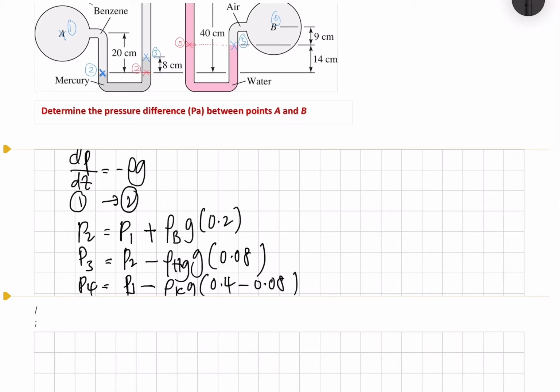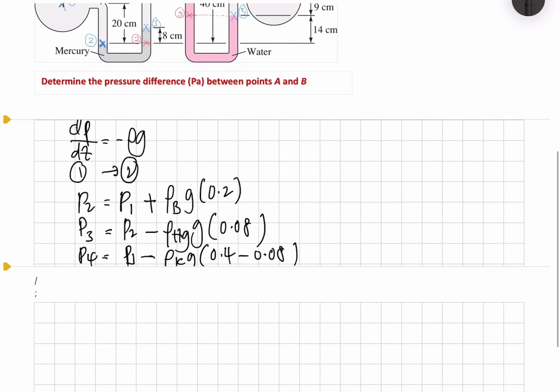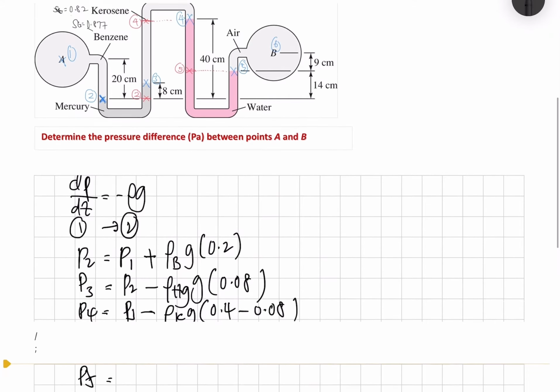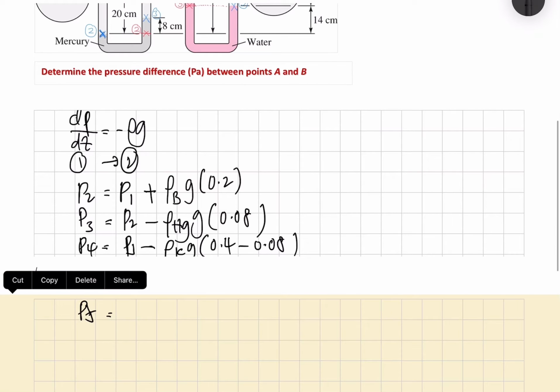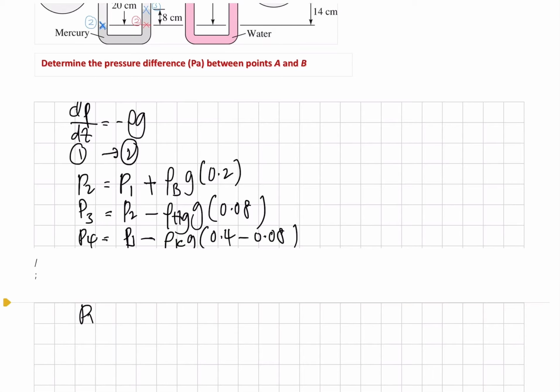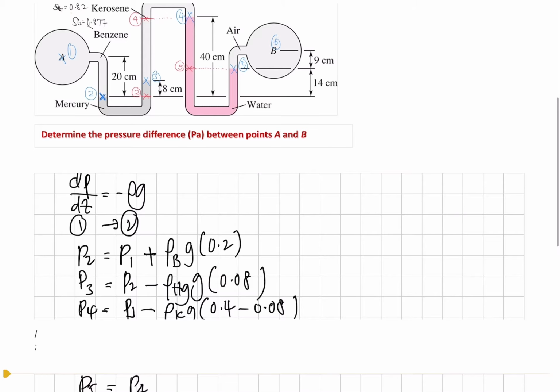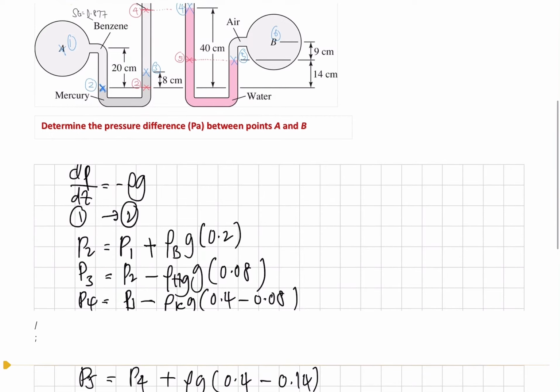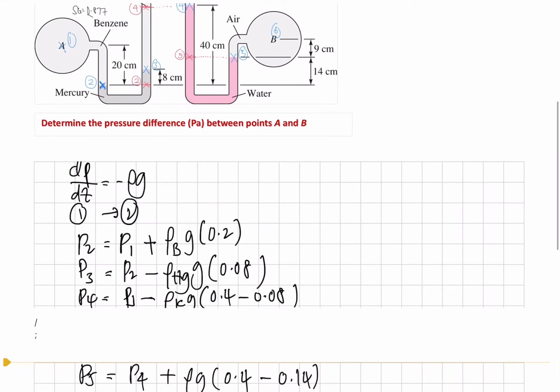Okay, and next after that you have this P5. All right, P5 is equal to, okay, see, I can bring it down here. Cut this one. Okay, and then you have P5 is equal to P4. All right, from 4 to 5 you are going down, so plus, and the fluid is water, rho g, and the distance is 0.4 minus 0.14. Okay, and 5 and 6, which is air in a confined place.